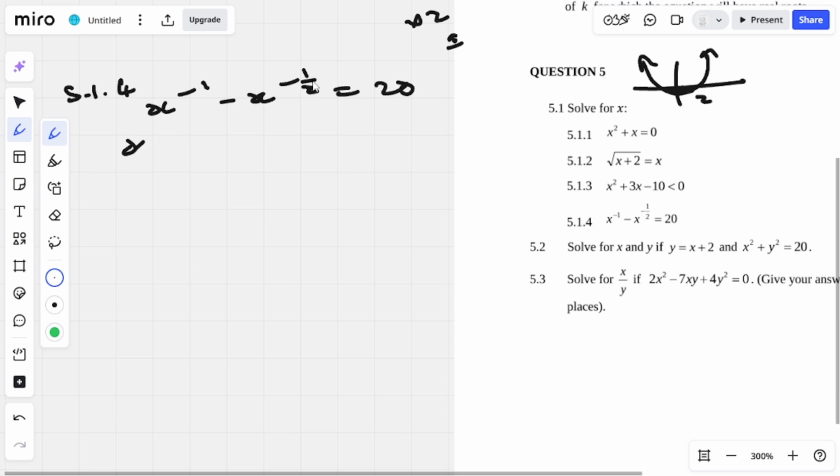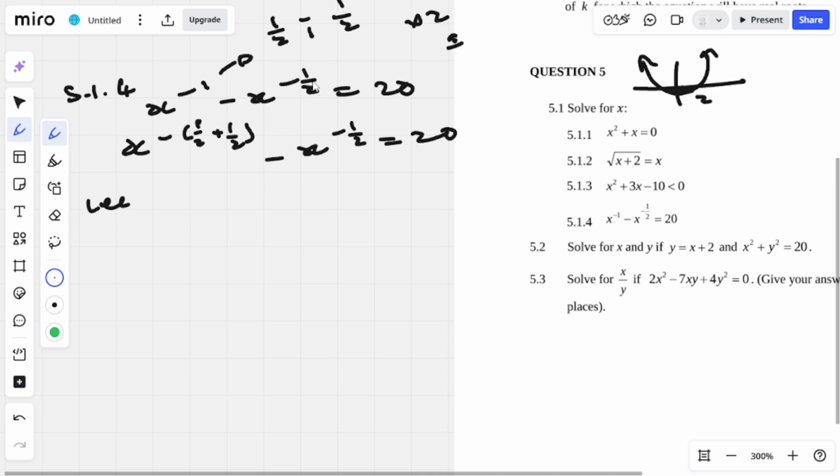So now you do know that x to the power of 1 is made up of 1 over 2 and 1 over 2. If you add them up, they give you 1. So in here, at the exponent, we have this. Now you're going to say let k equal x to the power of minus 1 over 2. Now this one is going to be k squared minus k, which is equal to 20.